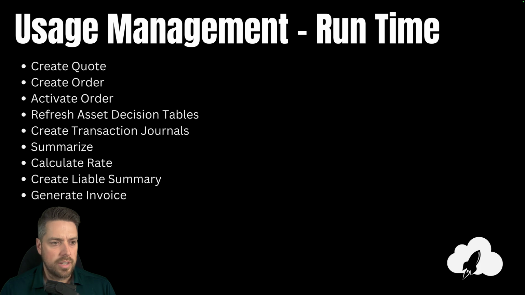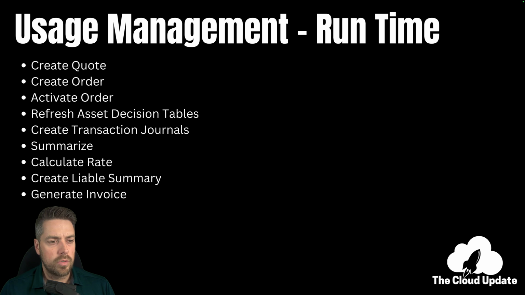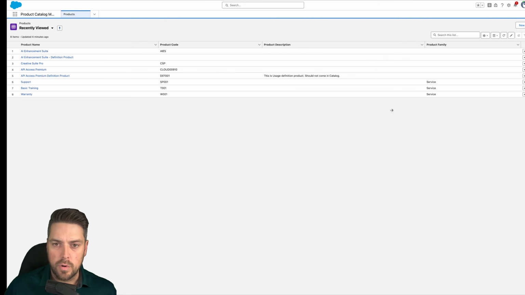So what that's going to then look like is we'll go through creating a quote, creating an order. We're going to activate our order, make sure we refresh our asset decision tables. Then we're going to create our transaction journals, being the actual consumption usage for our customer. Then we're going to summarize our usage data. Finally, we're going to calculate the rate and create our liable summary, and we're going to be able to generate invoices in Revenue Cloud billing. Let's get going and jump into Salesforce to see what that looks like.